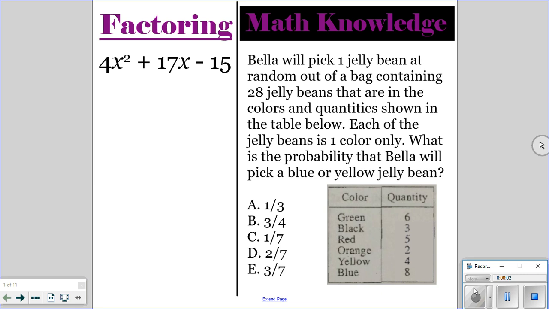All right, so y'all go ahead and do the factoring and the math knowledge question for today. Pause the video, and then once everyone is finished, you can unpause the video and I'll go over the correct answers. So for the factoring, you're going to want to do remove, replace, reduce.